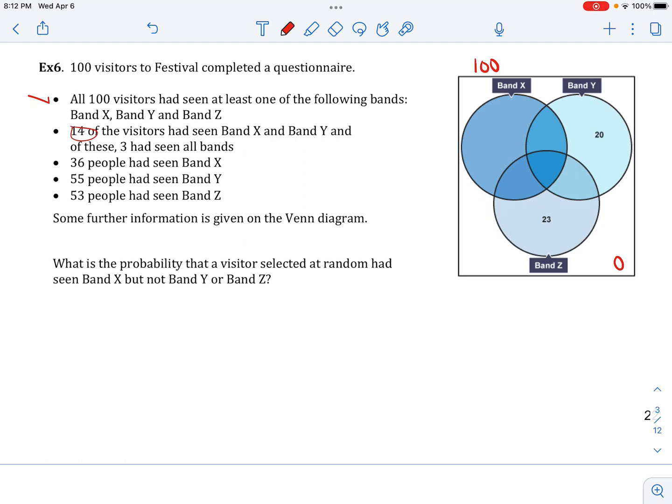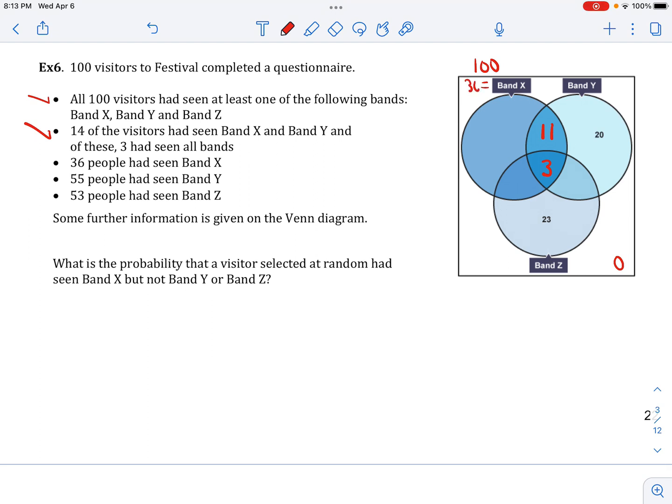14 of the visitors have seen X and Y, and 3 of those 14 have also seen Z. So the best part about that is I know 3 has to go in here. X and Y, so this whole thing, they're also telling me has to add up to 14, which tells me this part has to be 11. That was a bit trickier.